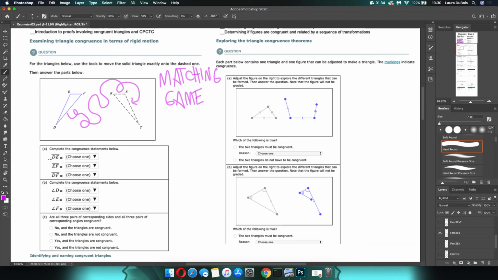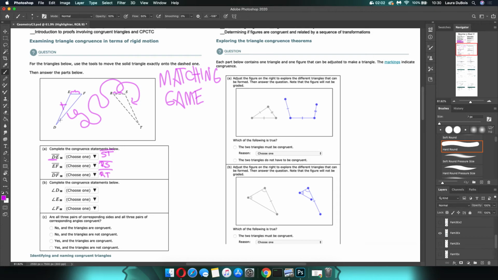So if you're looking at side DE, DE is this side. Which is my matching side over here? ST, the side of ST. EF, EF is my little short side. What does it match? It matches side RS. What about DF? DF is the very long side. It corresponds, there's your keyword again, corresponds and matches side RT. That's what you're doing here.